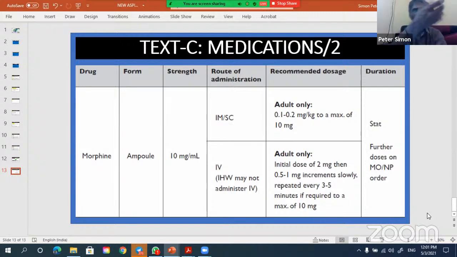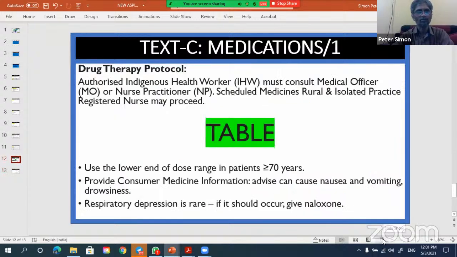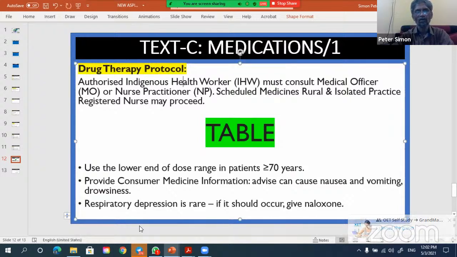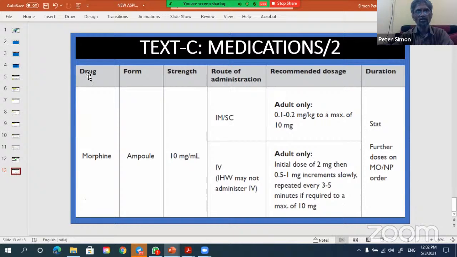So we have medications by two. Here also you see drug, morphine, ampoule, then dosage. All these things, medication, are there. Okay, fine. So this is text C. Here he is telling drug therapy protocol. From this you can understand it is related to drugs and medication. Okay, here also you can see he's talking about drugs. See here, drugs. Drugs. Fine.